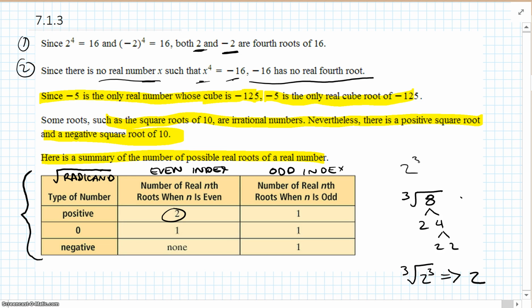So we can say 2 cubed is equal to 8. Why does negative 2 not work? Well, let's look at it. Negative 2 cubed would be negative 2 times negative 2, which is positive 4, times another negative 2, which would be negative 8. So there's your example.